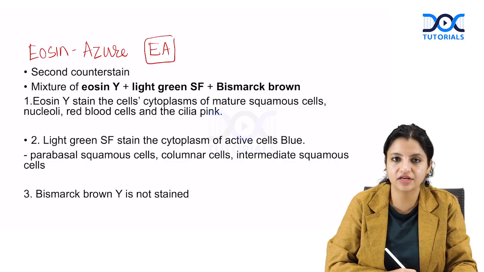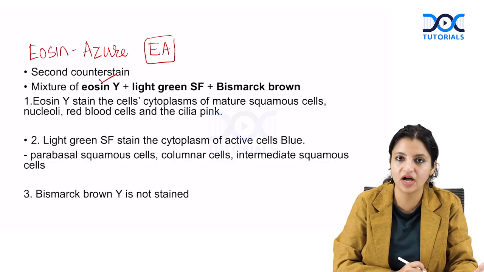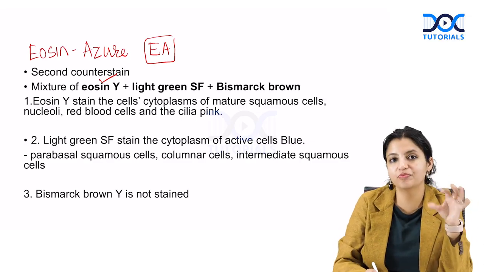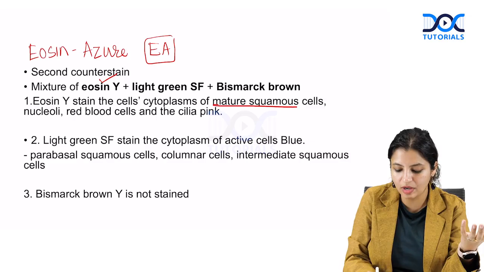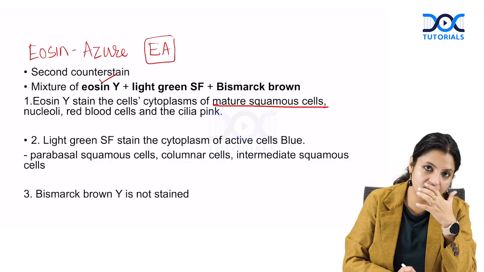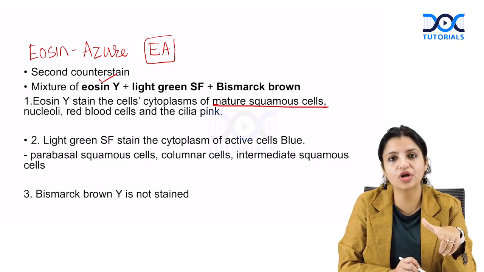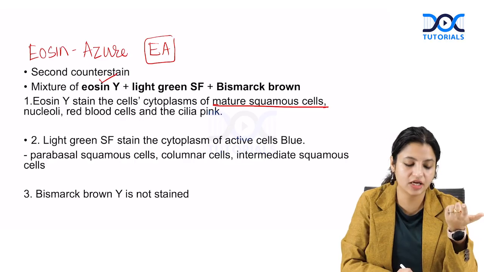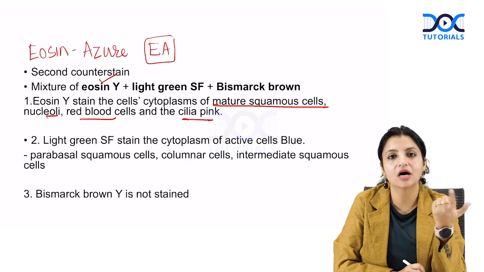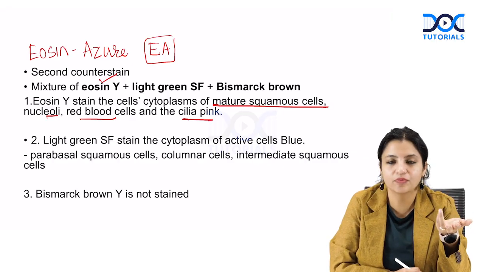So what all we have in this: one is eosin, and this is eosin Y. Basically this eosin is pink, so it is for the cytoplasm of mature squamous cells. Apart from that, it stains the nucleoli also. The nucleus is stained by hematoxylin, but eosinophilic nucleoli can be stained with your eosin Y. Red blood cells and cilia are also pink in color.